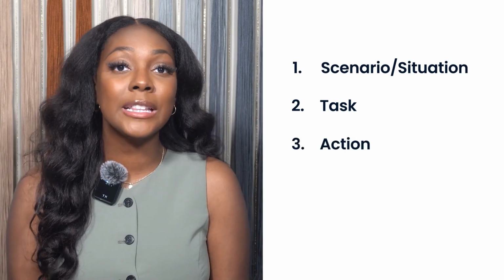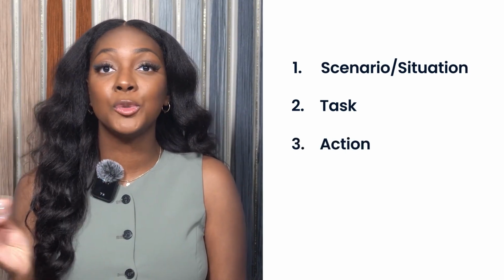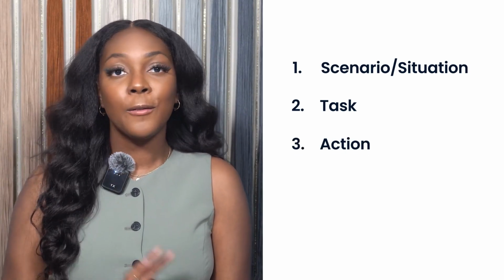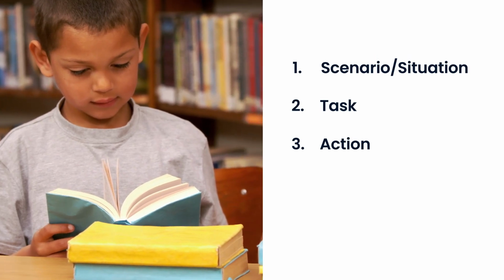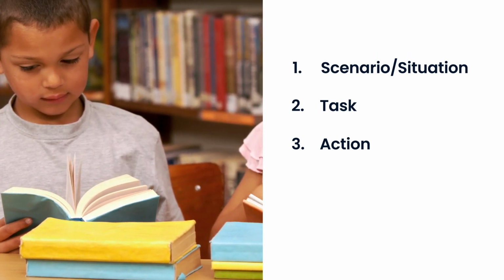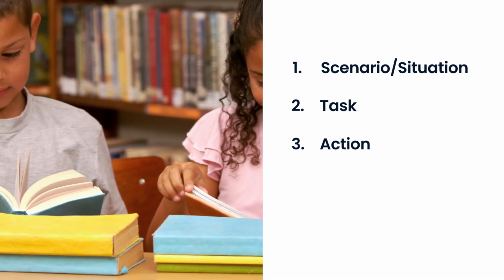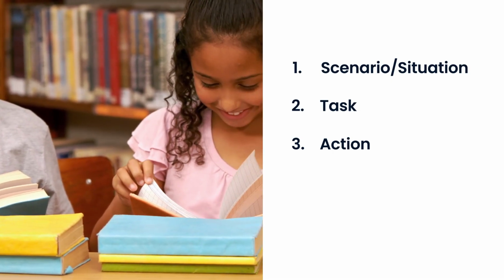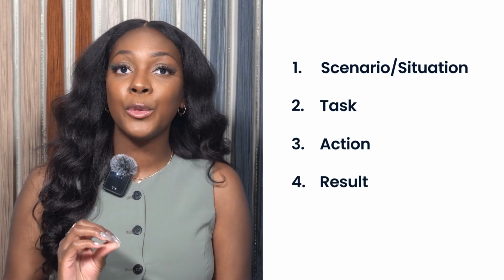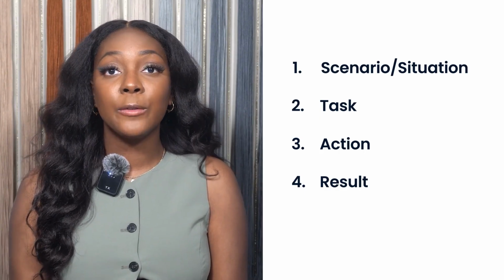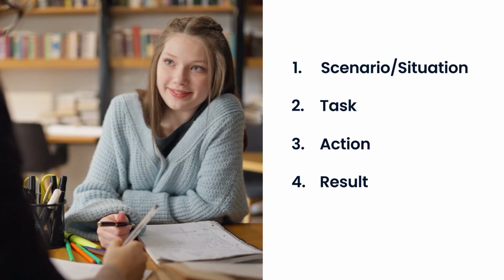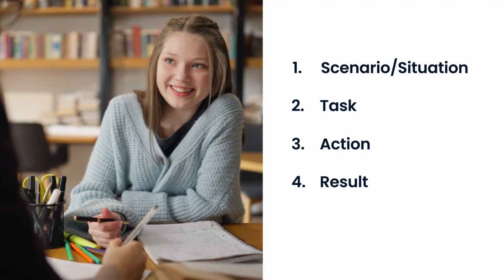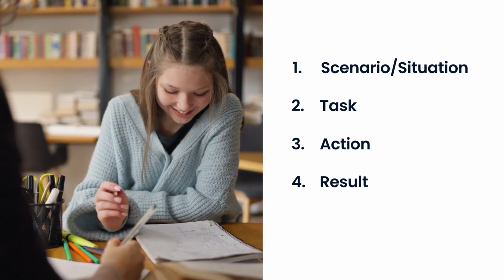Next is action. Explain the specific strategies or actions you would implement to address the need. For reading comprehension, you might mention using guided reading sessions, think aloud strategies, or graphic organizers to help students structure their understanding of the text. Last is result. Conclude with what success would look like if your strategies are effective. This could be improved comprehension skills, higher reading fluency, or greater confidence in analyzing text.